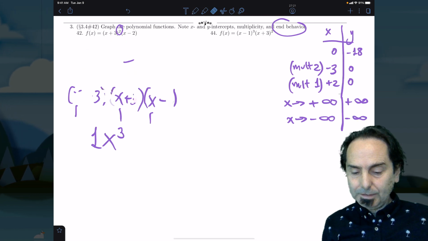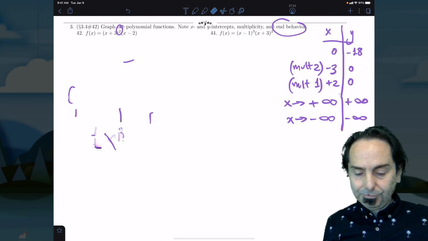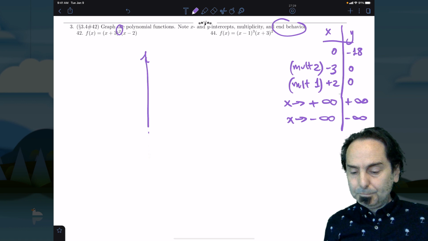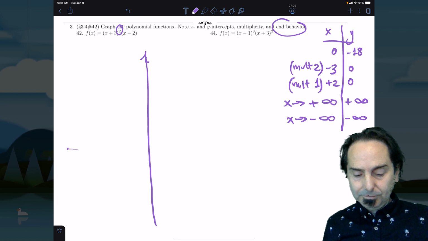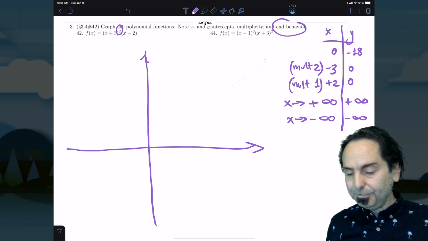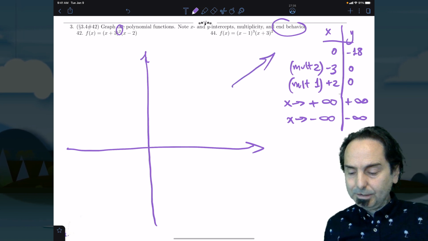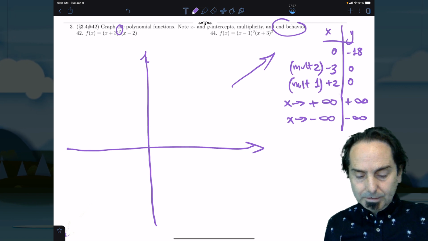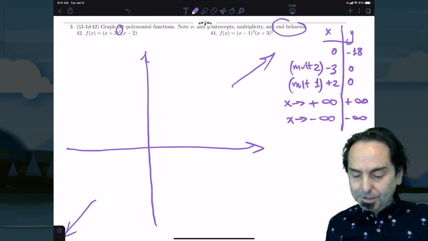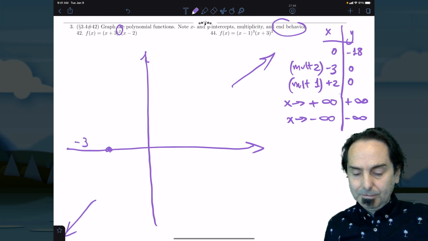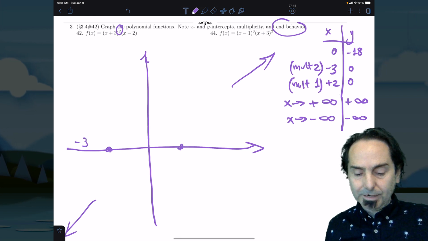into one graph. Okay, so here's the graph. It's just going to be a sketch. It's going to be a pretty good sketch, but the end behavior looks like this. It's going to go either to the right or left, it goes up or down. The intercepts are negative 3 and positive 2. I'm not going to be too careful about where I place these, but they're roughly correct.